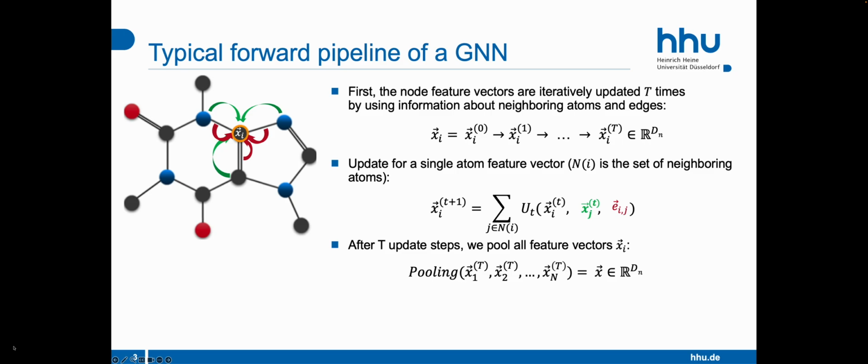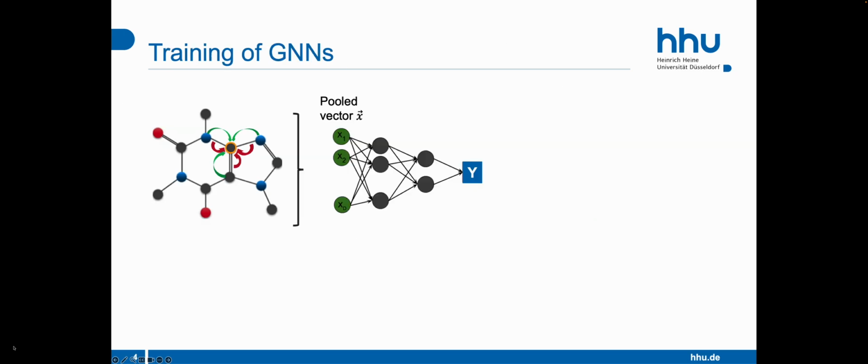This vector x is then typically used as the input of a standard feed-forward neural network to predict the property of the molecule. This can be either a classification or a regression task. And typically, this whole model, the graph neural network part and the feed-forward neural network, are trained simultaneously end-to-end.